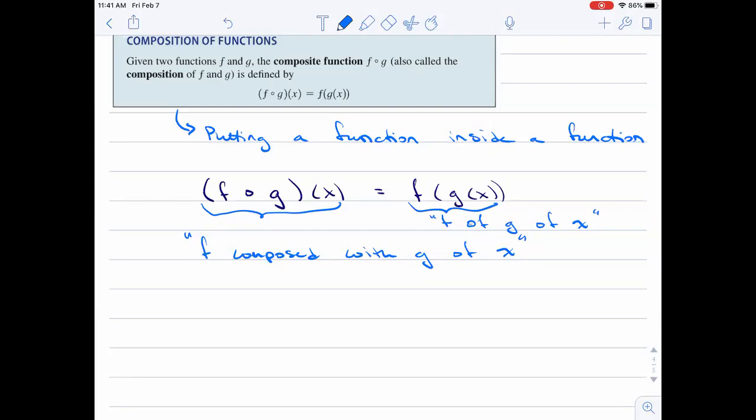Right, that gets wordy. And especially because this is probably how you'll want to set it up when you're calculating these things. And so you're going to have two functions, and to find f of g of x, you're going to put g of x wherever you see an x in f of x, which we already did, right?